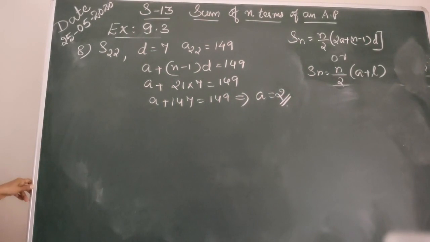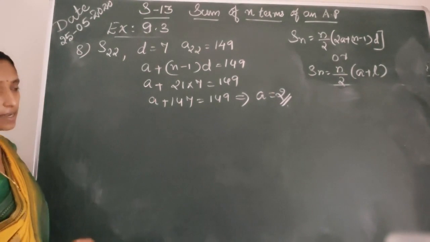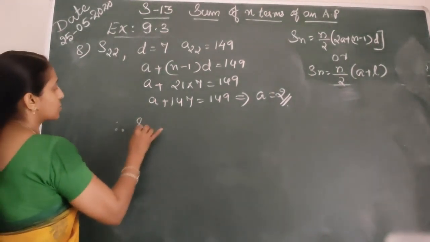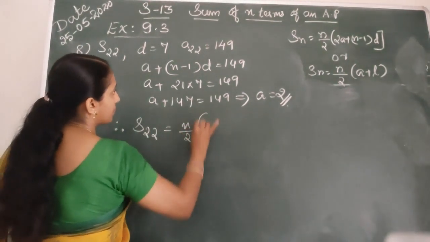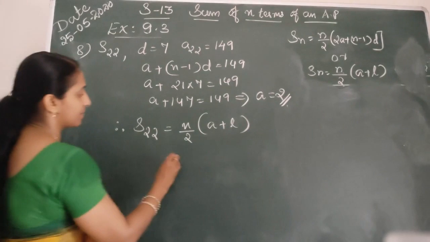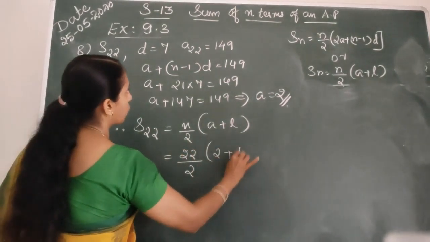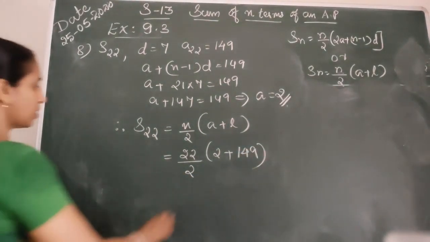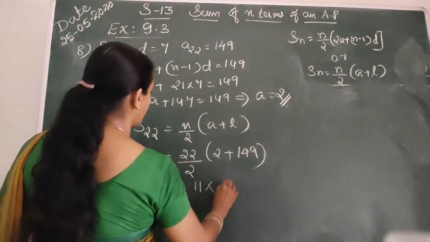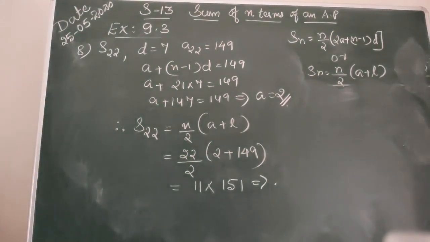And you have to calculate S22. You can substitute it in the second formula because L is given. Therefore, S22 is equal to n by 2 into A plus L. Substituting 22 by 2 into 2 plus 149. Simplify and find the value of S22.